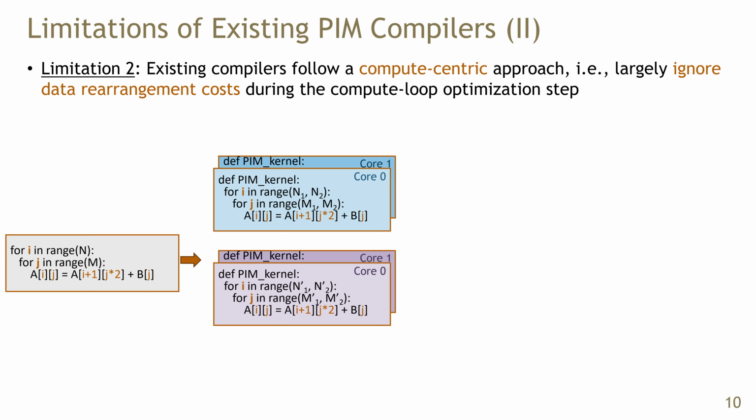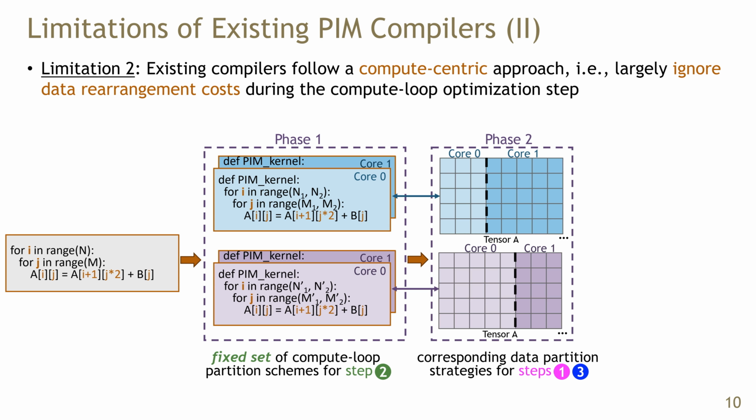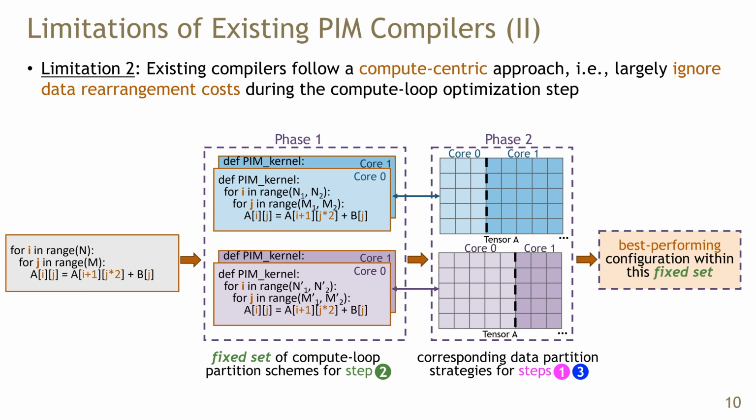A compute-centric compiler follows these steps. First, it generates a fixed set of optimized compute loop partition schemes for step 2, kernel execution. Then it generates the corresponding data partition strategy for the fixed optimized set of compute loop partition strategies. Finally, it selects the best performing configuration among these fixed sets of compute loop and data partition strategies.